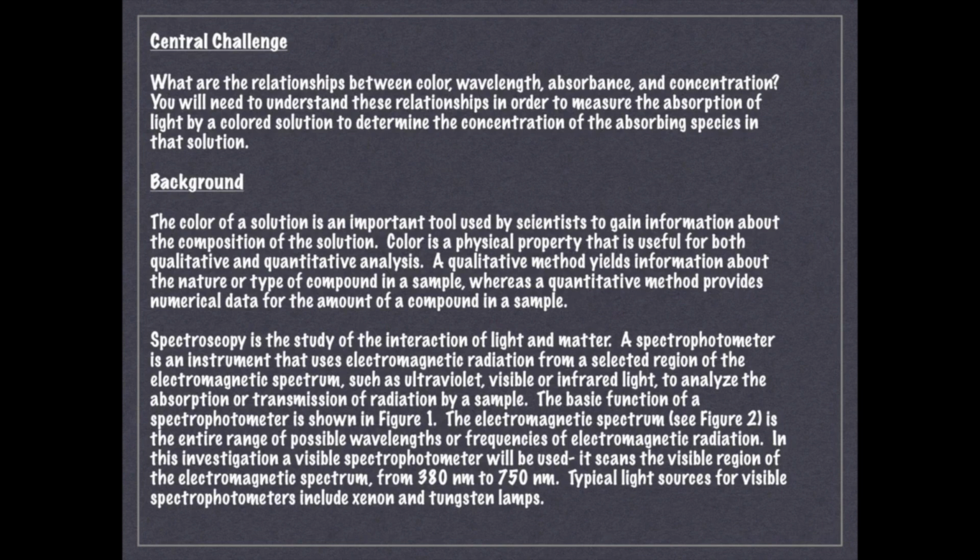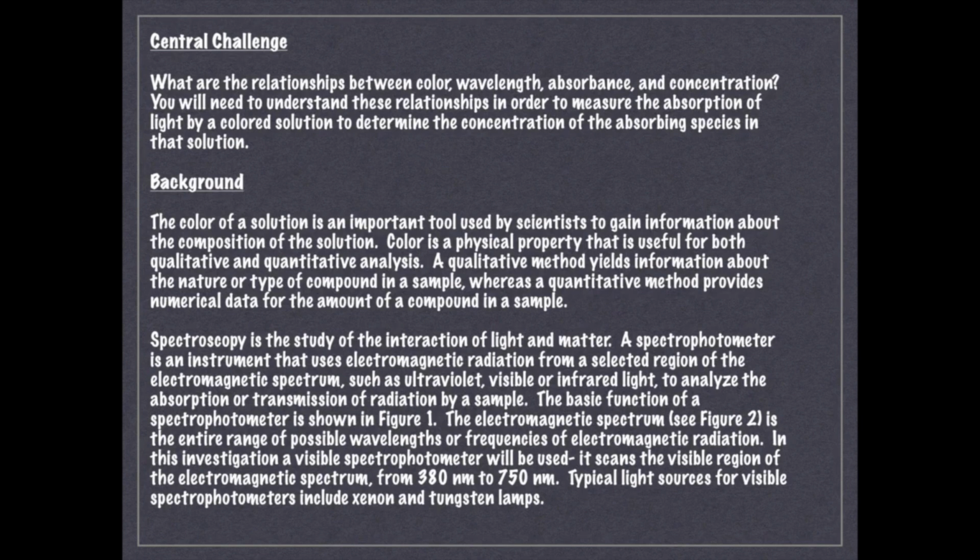A spectrophotometer is an instrument that uses electromagnetic radiation from a selected region of the electromagnetic spectrum, such as UV, visible in this case, what we're going to use, or infrared, to analyze the absorption or transmission. We're going to be looking at absorption of radiation by a sample. The basic function of a spectrophotometer is shown in figure 1. All right, and we'll look at that in 1 second.